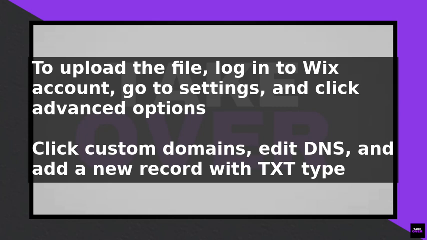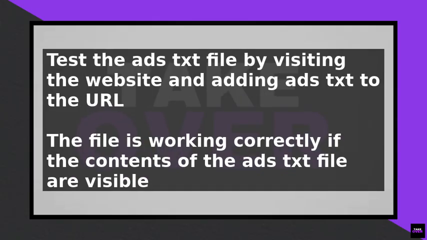After adding the Ads.txt file to your Wix website, make sure to test it to ensure it is working correctly. You can test the file by visiting your website and adding /ads.txt to the end of the URL. If the file is working correctly, you should see the contents of the Ads.txt file.